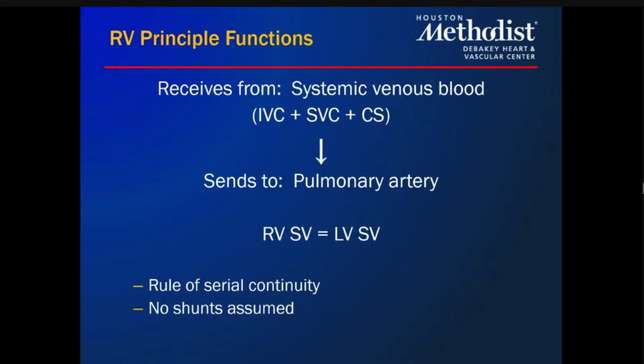But the basic idea behind the right ventricle is it receives blood from the systemic circulation, be it through the IVC, the SVC, or the coronary sinus, and sends it to the pulmonary artery, where obviously gas exchange occurs. Then the blood returns through the pulmonary veins back to the left atrium, where the left ventricle then takes over. In the absence of any kind of serious shunt, the rule of serial continuity takes place. So ideally in a patient without any shunt issues, the RV and the LV stroke volume should be virtually identical, following the laws of continuity.